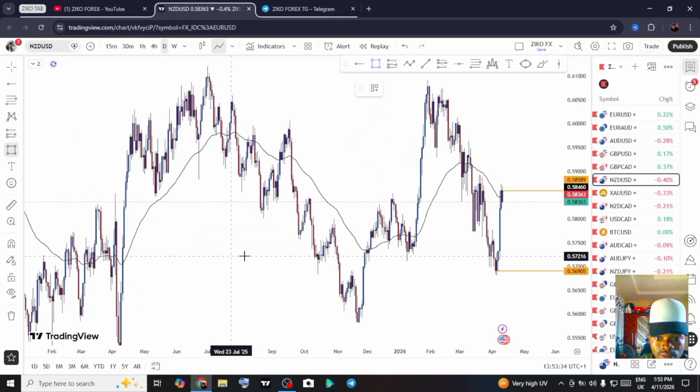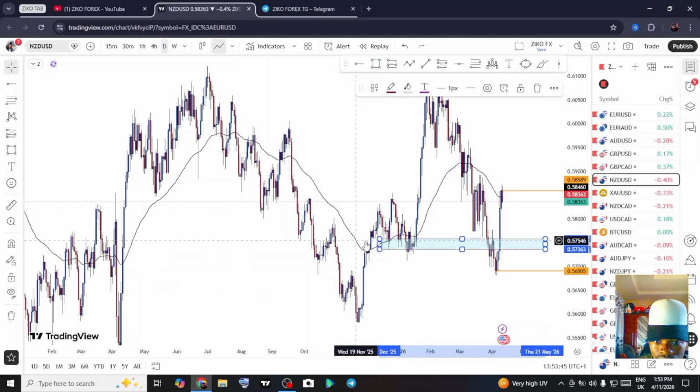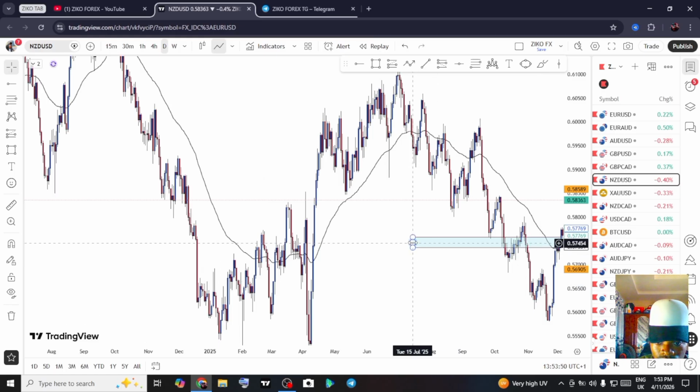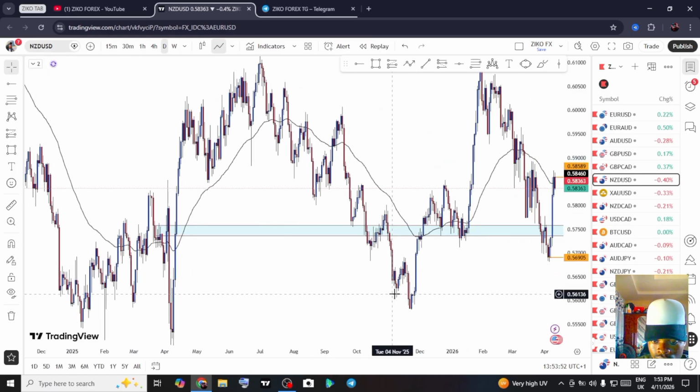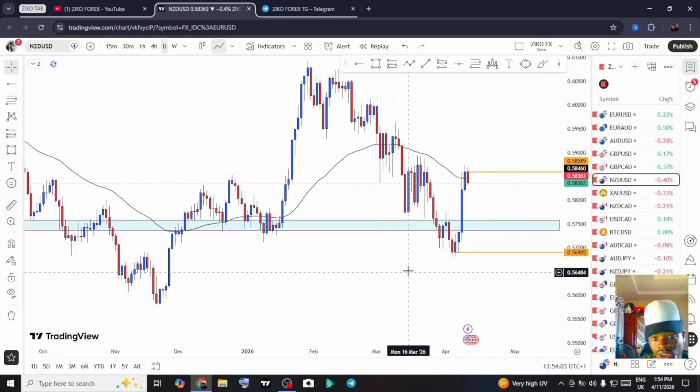Let's see. There's no very clear visible area of interest. Let me see. This is the only possible area of interest right here. So let's see. We have one rejection from this area. Somewhat of it, two rejections, not so clean. Three rejections from this area and four rejections from this area. So this might actually be the only point where we can buy this market from.